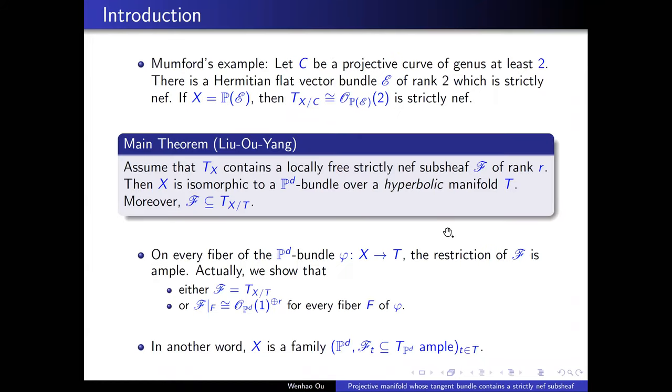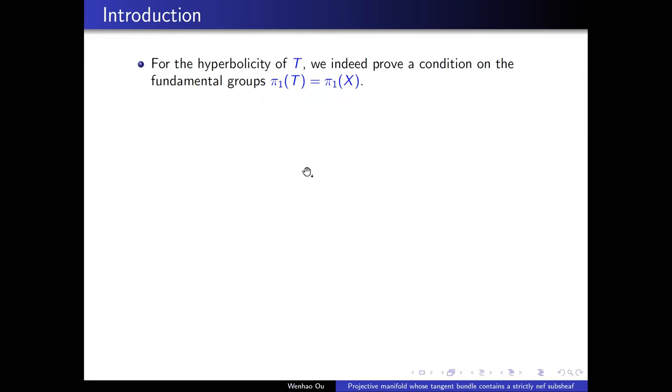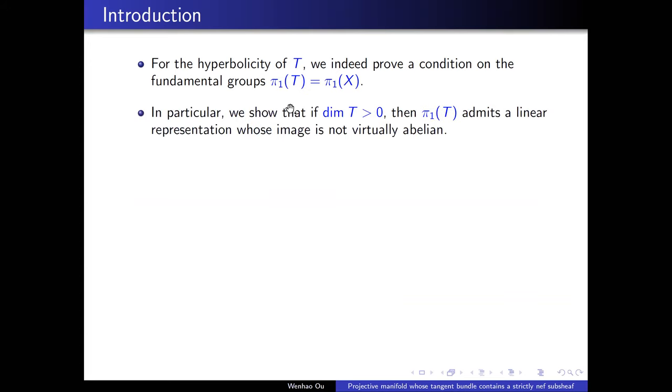So you may be curious why we obtain some hyperbolicity here. Indeed, we prove a condition on the fundamental group of the base T, or the fundamental group of X, because X is fibered over T with simply connected fibers, so they have the same fundamental groups. More precisely, in a particular case: if dimension T is positive, then this fundamental group admits a linear representation whose image is not virtually abelian.